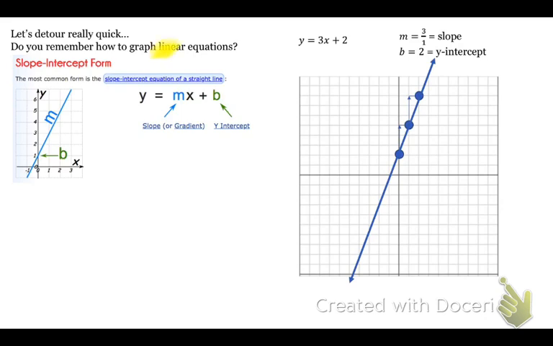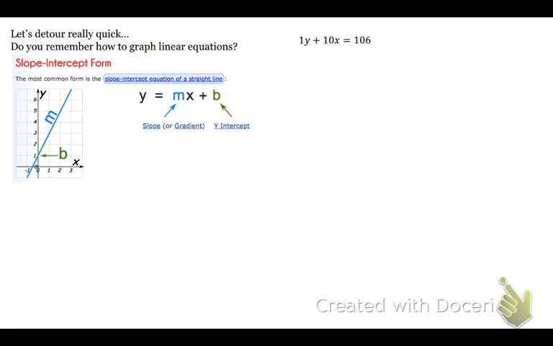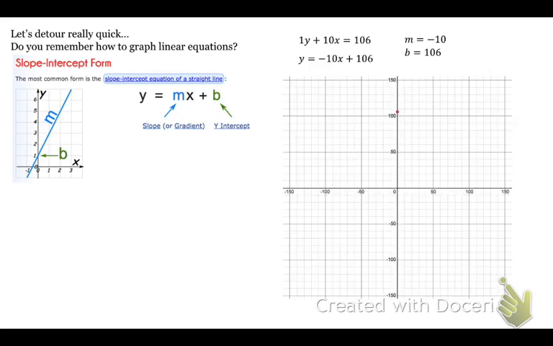It's just a line, so linear line. Linear just means line. Let's do this one. So 1y plus 10x equals 106. Well, we need to get this in the form of y equals mx plus b. So I'm going to subtract that 10x over. And so I get 1y, which can be just written as y, equals negative 10x plus 106. Well, okay, in this case, my m equals negative 10, my b equals 106, which is kind of big, but we can still graph this.